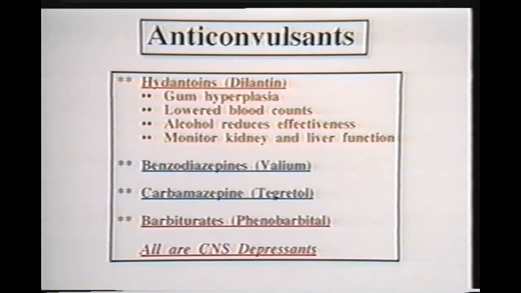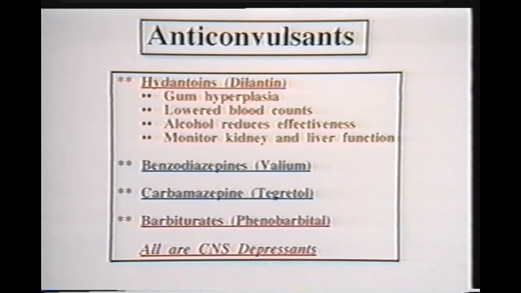We want to talk also about anticonvulsants. And anticonvulsants help to control seizures by reducing seizure activity in the brain or else preventing the spread of the seizure focus. We have several categories of anticonvulsants. Hydantoins is one of the major categories. That one's been around for a very long time. That's Dilantin, by the way.